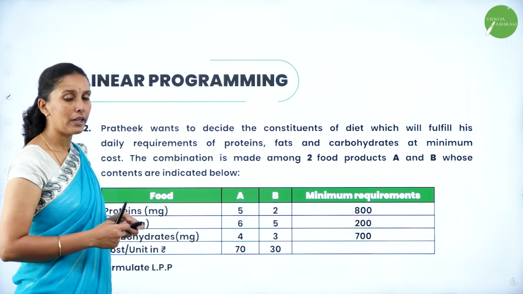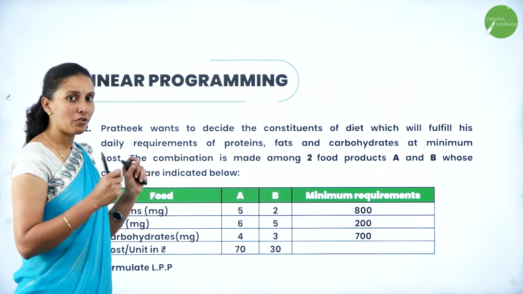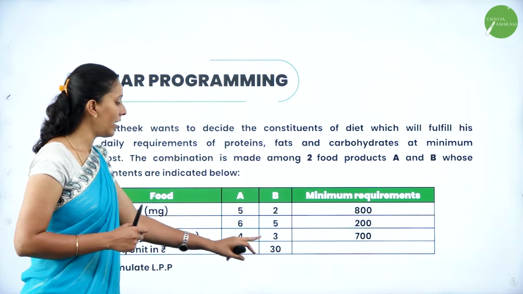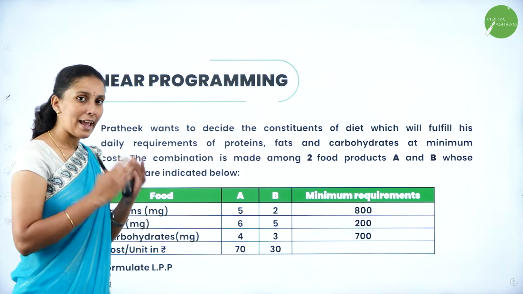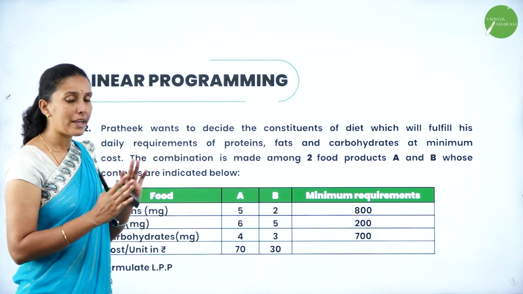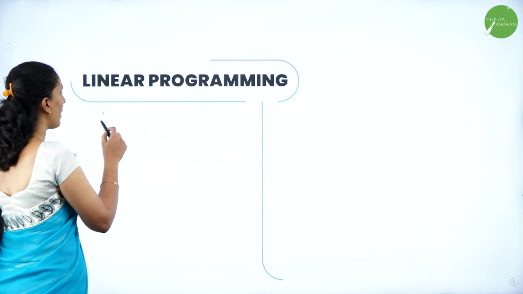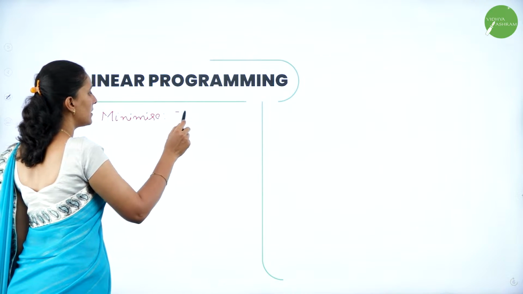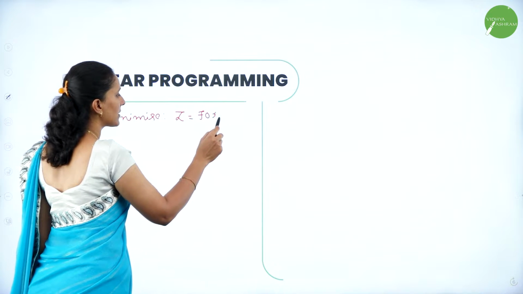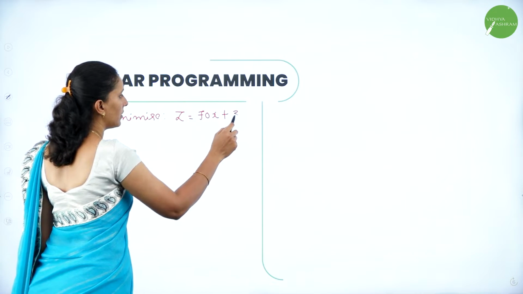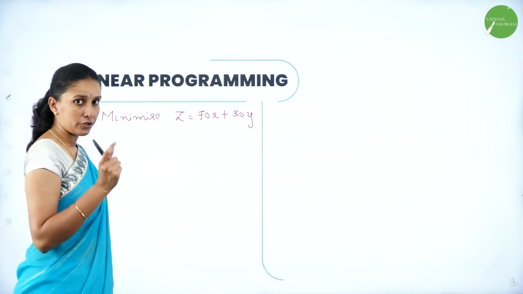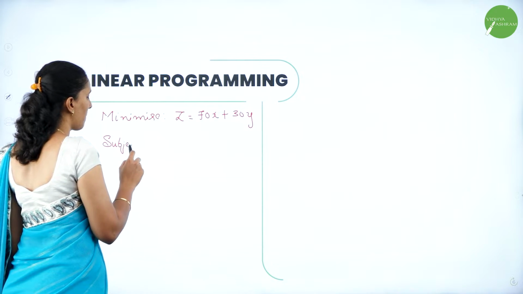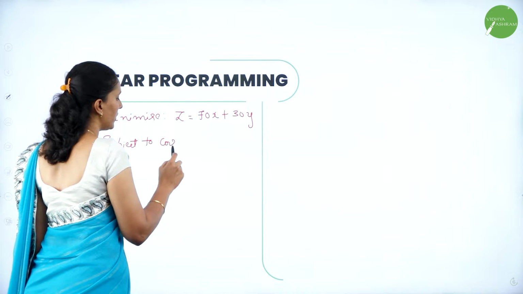Now how to formulate the LPP? Since my aim is to find the minimum cost with product A and product B, rupees 70 for A, rupees 30 for B. Let me take x as the number of products A, y as the number of products B. Therefore my LPP is: minimize Z equals 70x plus 30y, because I need to find the minimum cost. Now, subject to constraints.